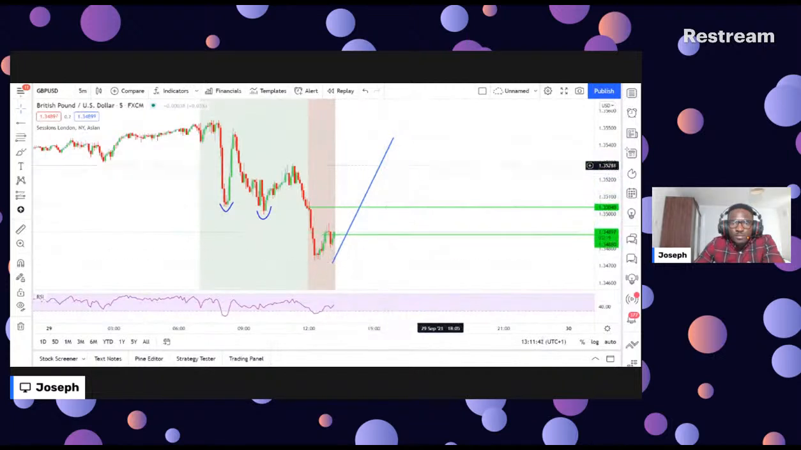Yeah, still waiting for that move to happen. The market is pausing at the moment.